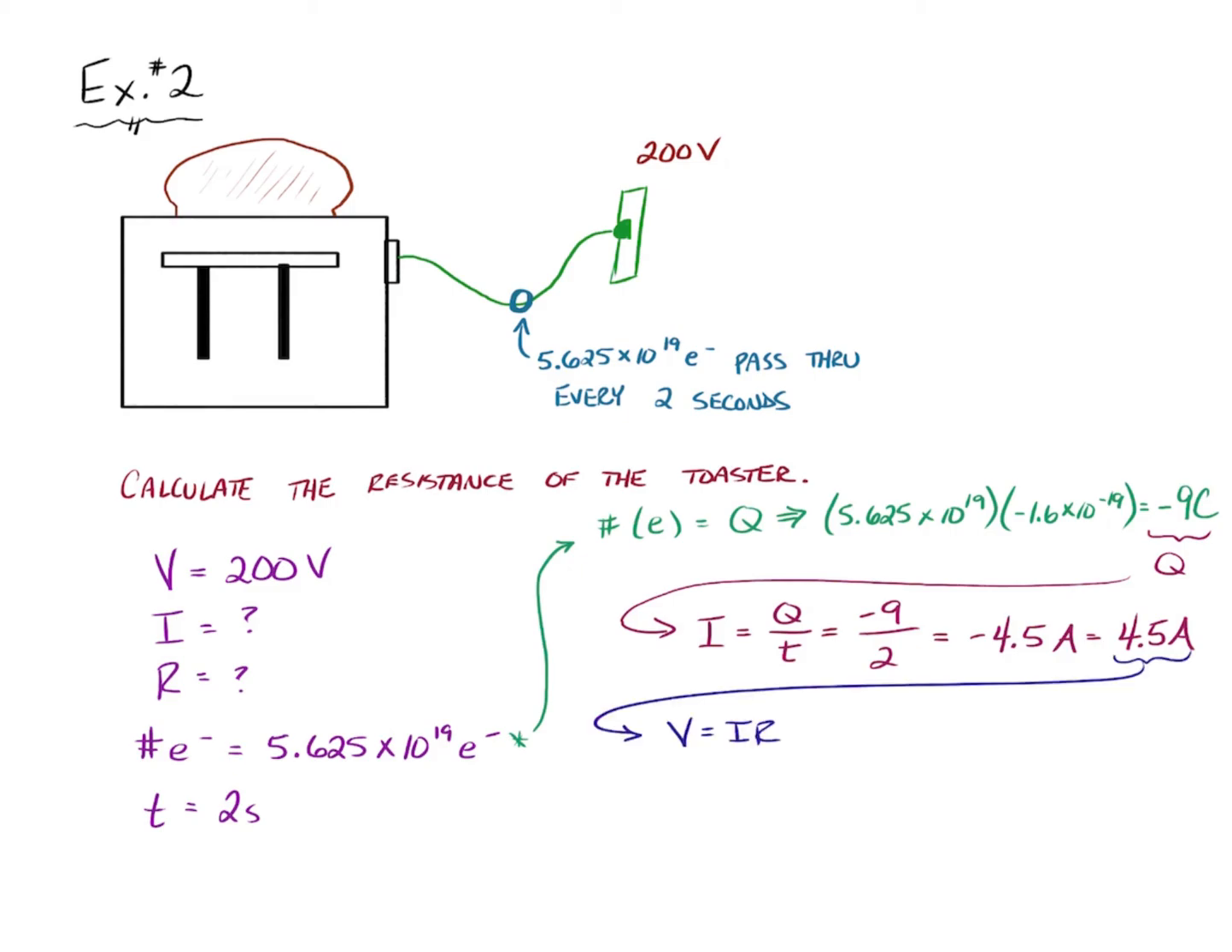So now what I can do is utilize Ohm's law. The voltage was given as 200. I figured out the current of 4.5. I can therefore determine that the total internal resistance of this toaster must be 44.4 ohms.